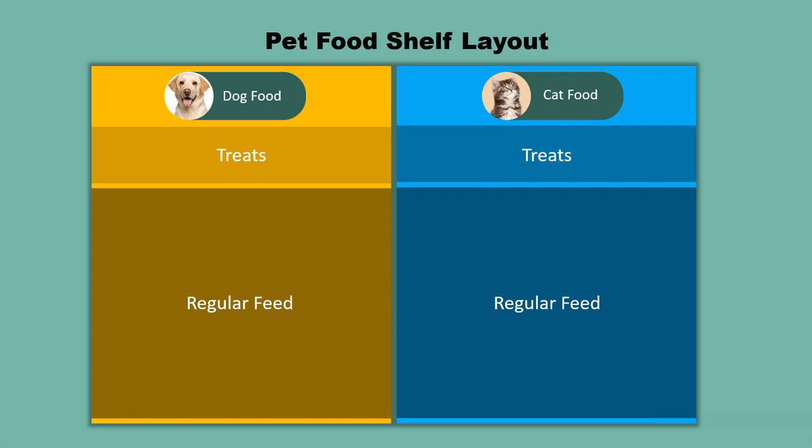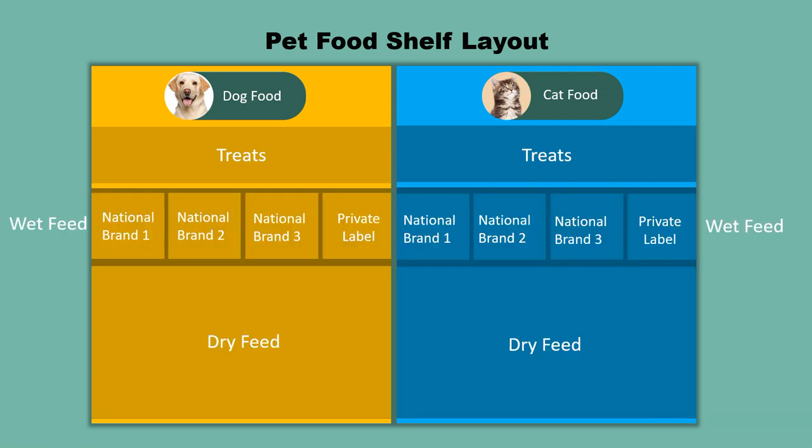And within the regular feed, there are 2 kinds of feed we have seen, which are wet feed and dry feed. Within the wet feed and dry feed, we have 3 national brands and then the private label. So when you plan your planogram in this way, whenever the consumer enters the category and the shelf of that particular category, it's really easy for them to make a decision without any second opinion. This will help increase your conversion rate.